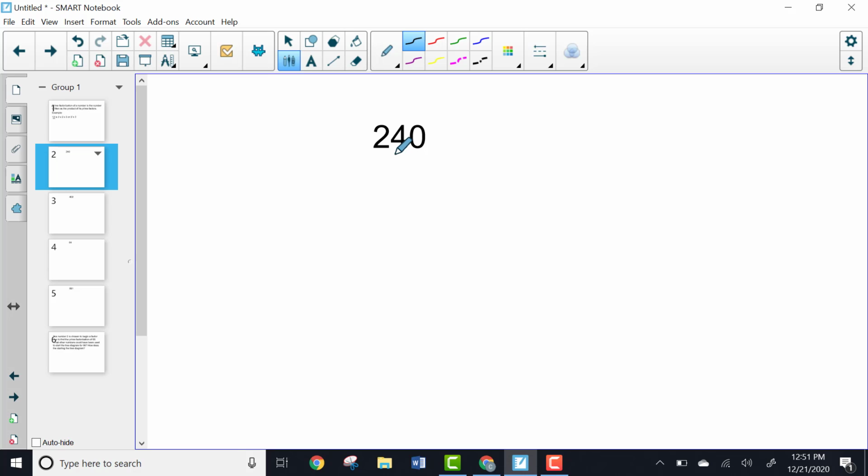Okay, so we have 240. What we want to do is think about any number that can go into 240, or what multiplication problem could equal 240. There's a few of them. There could be 3 times 80. There could be 5 times 48. There could be 2 times 120. All these different multiplication problems could equal 240. Any way you start is completely fine. You'll eventually get to the same prime factorization, the prime numbers, at the very end. So we're going to start out with 5 times 48.